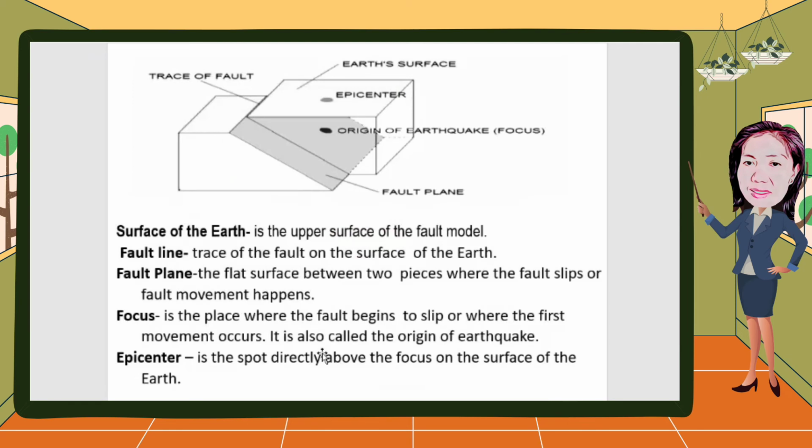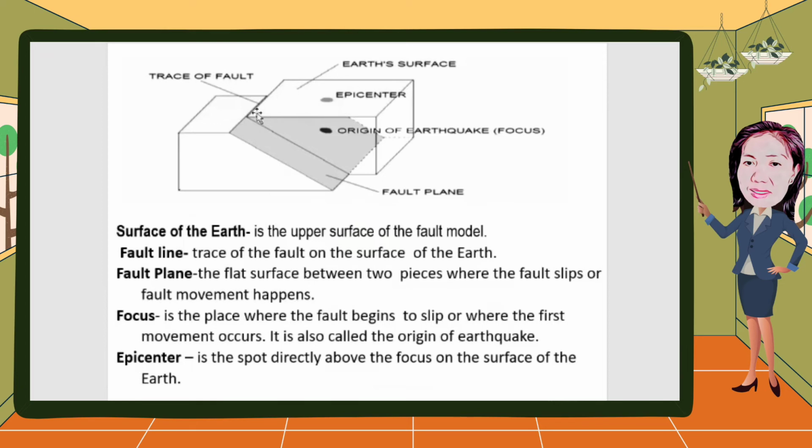Okay? A fault plane is a flat surface between two pieces where the fault slips. Okay? Saan sila nag-slide? Or fault movements happen. So, this is the fault plane. So, I repeat, ito nasa ibabaw is the Earth's surface. Kumbaga yung land na makikita natin dito sa labas sa Earth's surface.